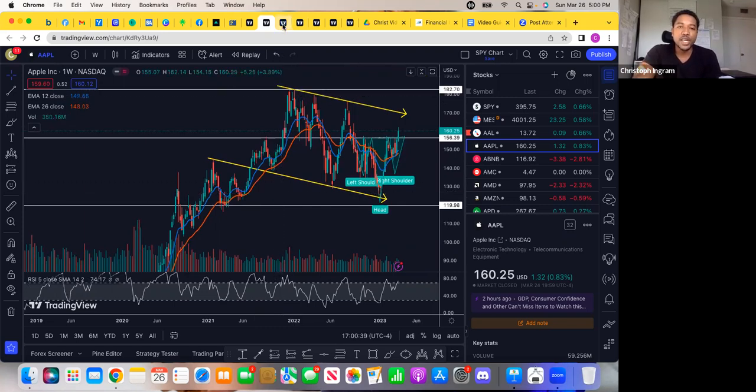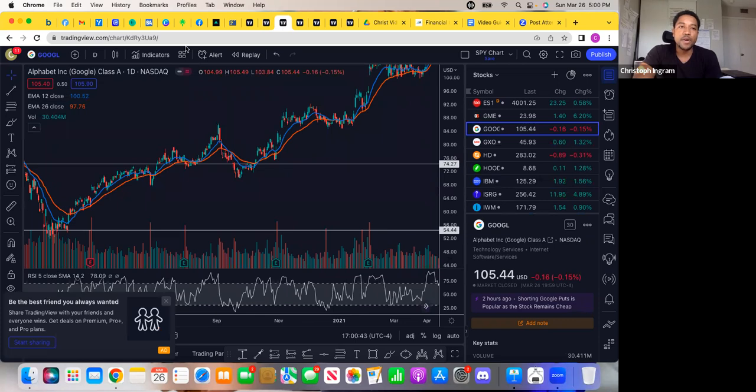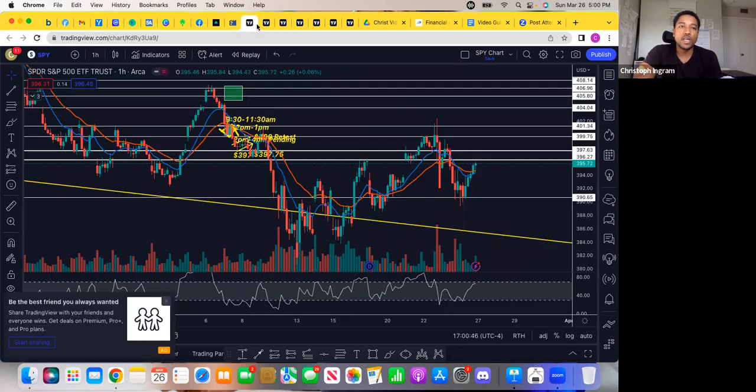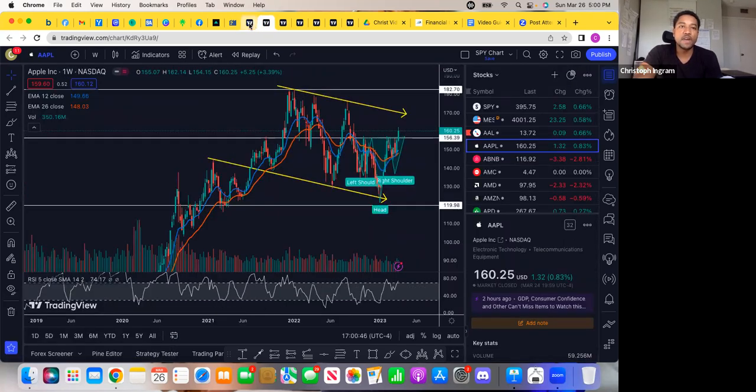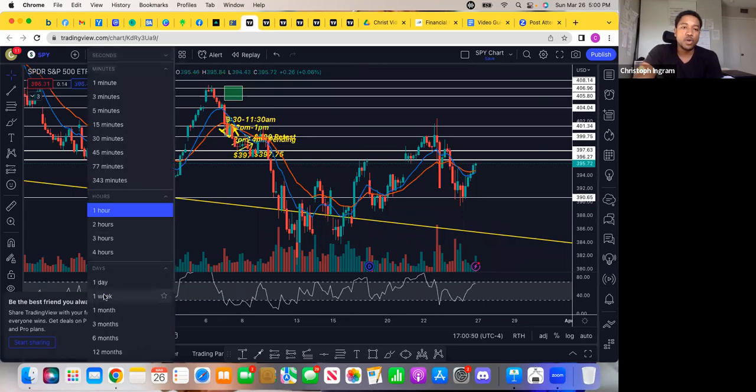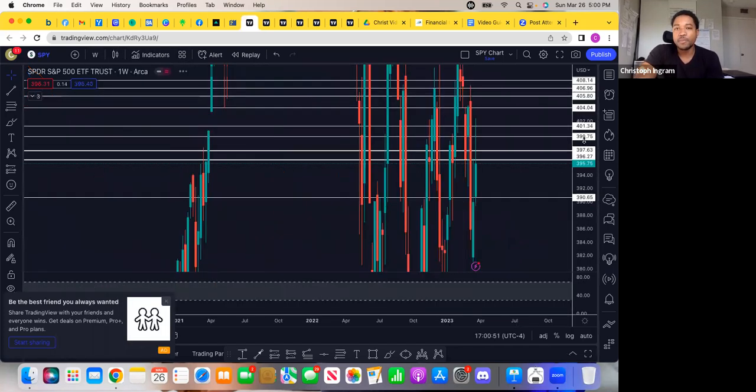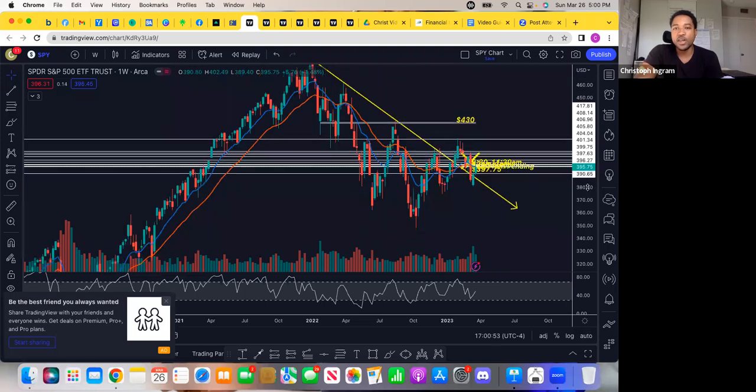So on a bearish trend, let's look at how you use the RSI. This is the S&P 500, 1 hour. I'm going to go on the S&P 500 1 week chart just to show you, because it's a clear downtrend on it. So take these off.